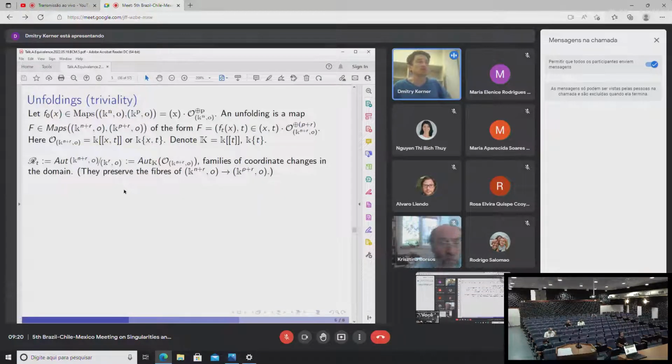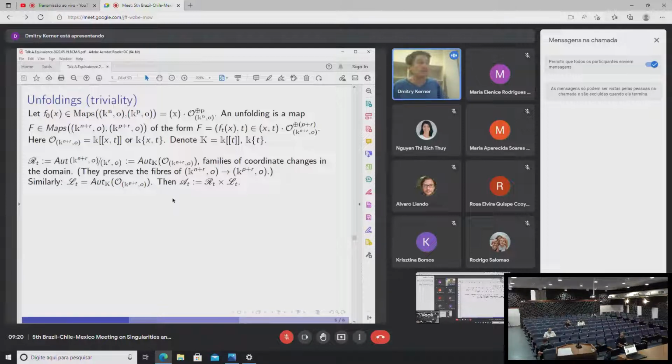Or geometrically, they preserve the fibers of this projection. Oh, sorry, so it should be Kr, not Kt plus R. Kr. So these automorphisms preserve the fiber; they act fiber-wise. Similarly, for the left equivalence, we have the families of automorphisms in the target. And then, as before, the A equivalence is the right times left or left times right, as you wish.